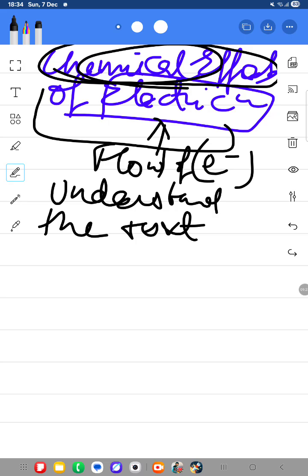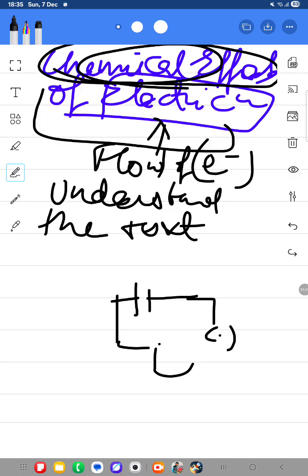Chemical effects of electric current means when we pass electricity through a conductor, it shows some chemical effects within it. Understand, when we pass electricity through a conductor, it shows chemical effects, chemical changes in its property.